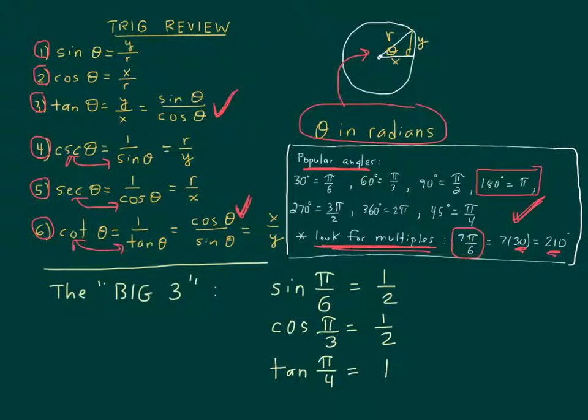Don't forget about the big 3. Sometimes you're not going to be allowed to use a calculator, and you're going to have to evaluate things like the sine of pi over 6, cosine of pi over 3. Those are each a half. Remember, pi over 6 is 30, pi over 3 is 60. So the sine of 30 is a half, the cosine of 60 is a half. And then we have the tangent of 45 degrees, or the tangent of pi over 4. That is 1. So we need to keep this stuff in mind as we move forward in the course.